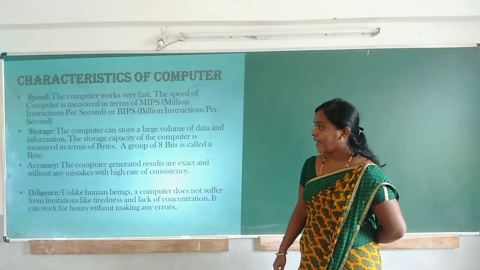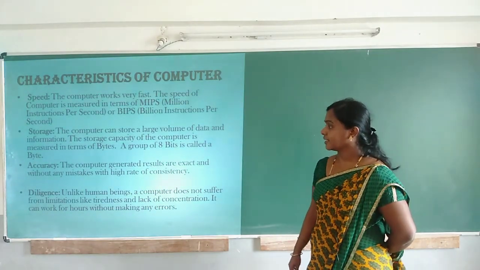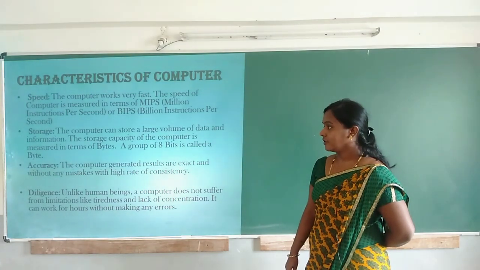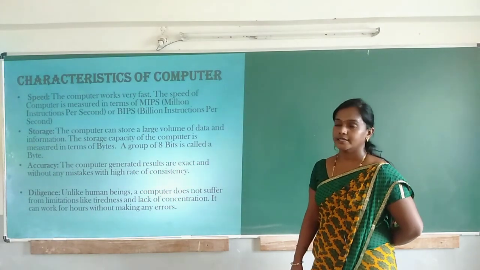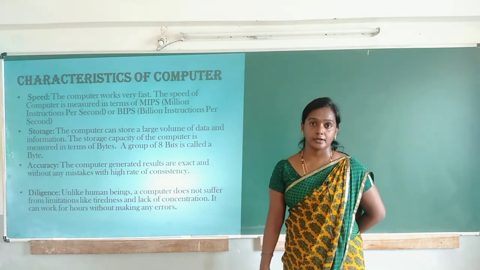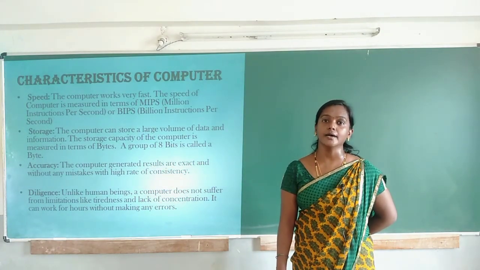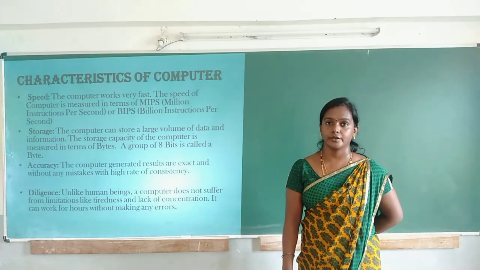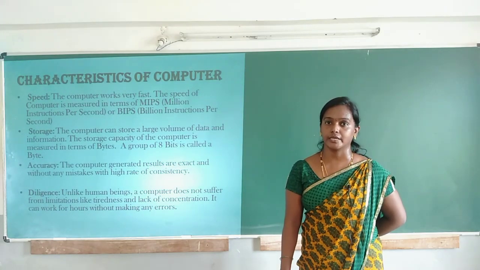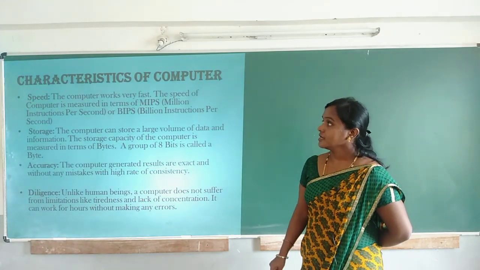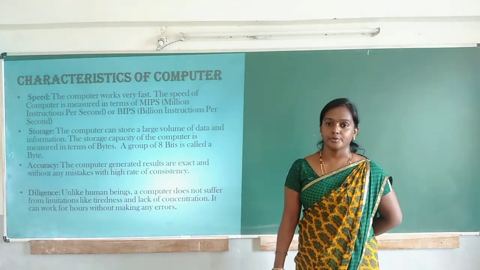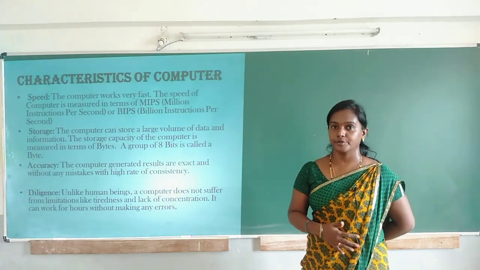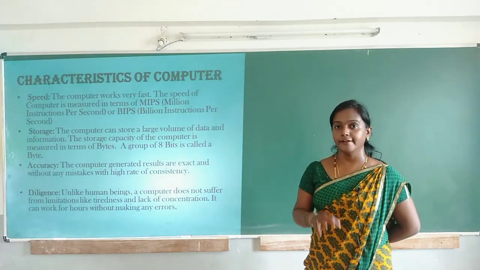Next is accuracy. The results generated by a computer are exact and without any mistake, with a high rate of consistency. Whatever we calculate in a computer, we get an accurate result. That is a characteristic of a computer: the result obtained is always accurate and fast.